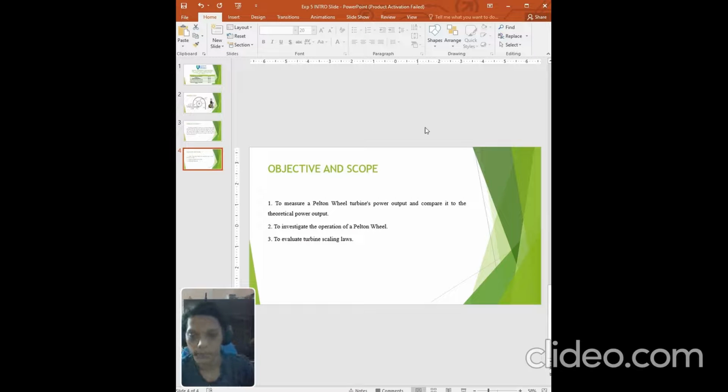Objective and scope. The objective of this experiment is to measure a Pelton wheel turbine power output and compare it to the theoretical power output. Second, to investigate the operation of a Pelton wheel. And the last, to evaluate turbine scaling laws.